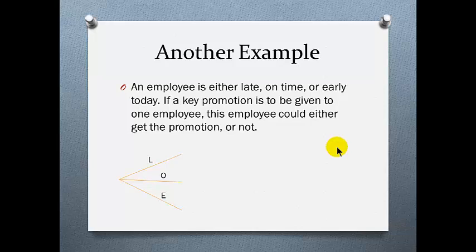Well, to begin with, he could be either late, on time, or early. And then off of each of these stems, we can see that he could either yes, get the promotion, or no, not get the promotion. So our possible sample space: late yes, late no, on time yes, on time no, early yes, and early no.